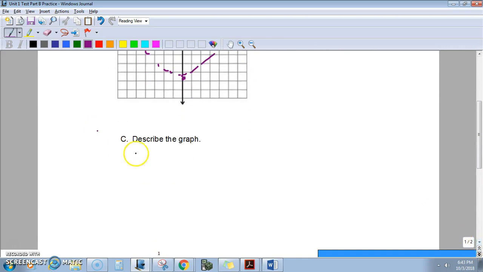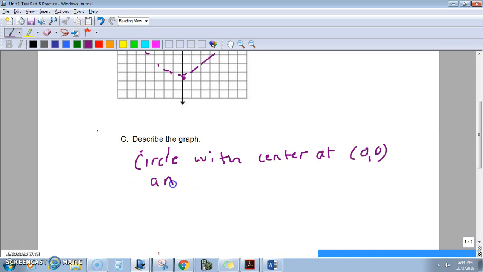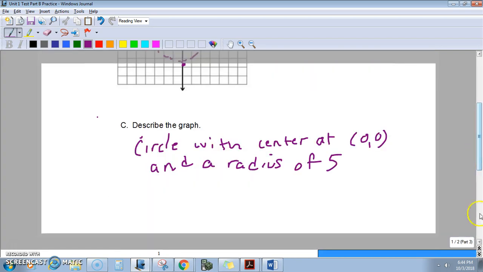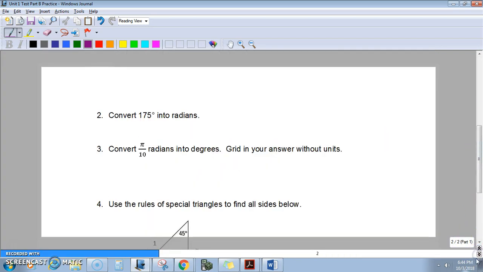Describe the graph. Well, my graph is a circle with a center at 0, 0 and a radius of 5. Okay, there's not much else to do with that. Okay, let's go down to the next question.